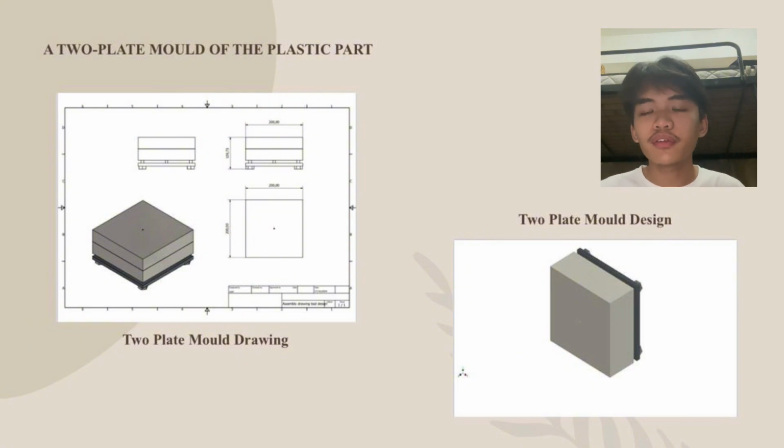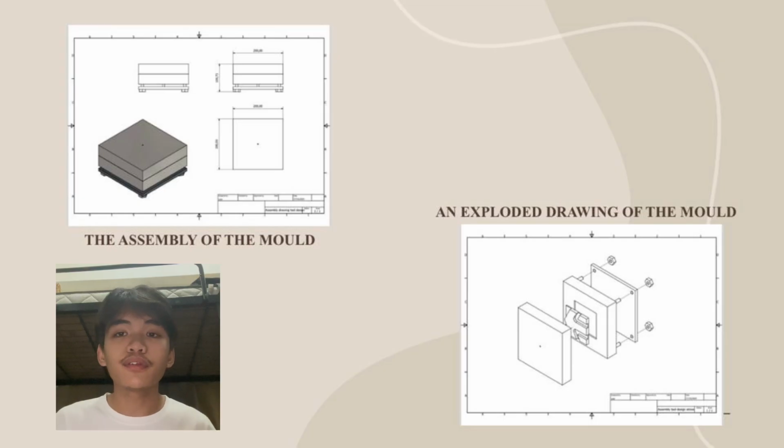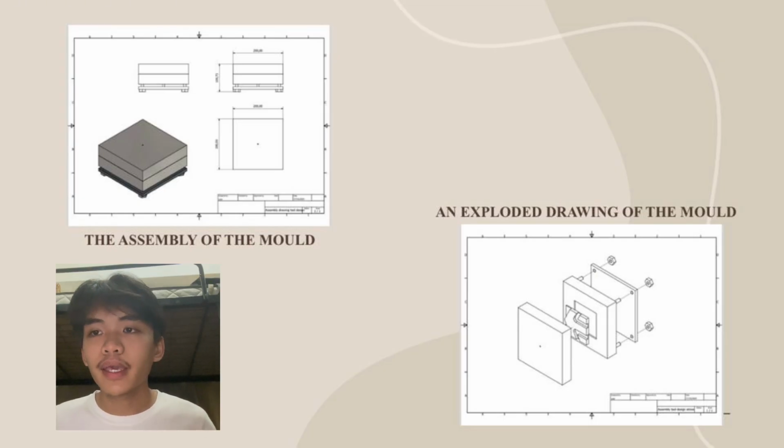First of all, this is the two-plate mold drawing, and the second is the two-plate mold design. And there's the detailed drawing of the mold. So first is the plastic part, which is from the first preview that I showed, and the second is the mold cavity, third the mold core and ejector pin. Lastly is the nut to secure the hold of the pieces of the mold. And this is the assembly of the mold and an exploded drawing of the mold.